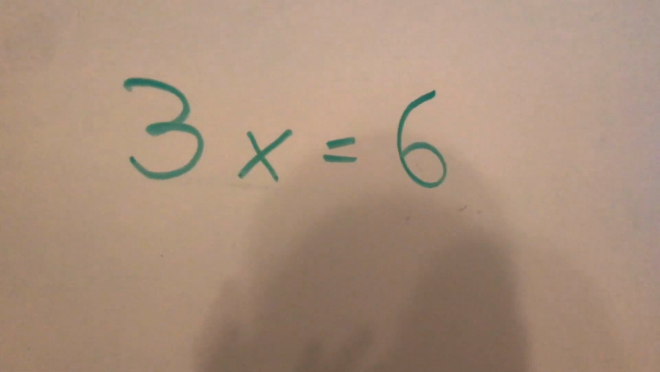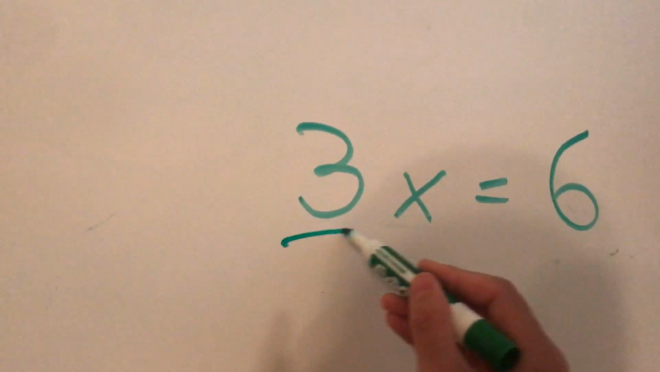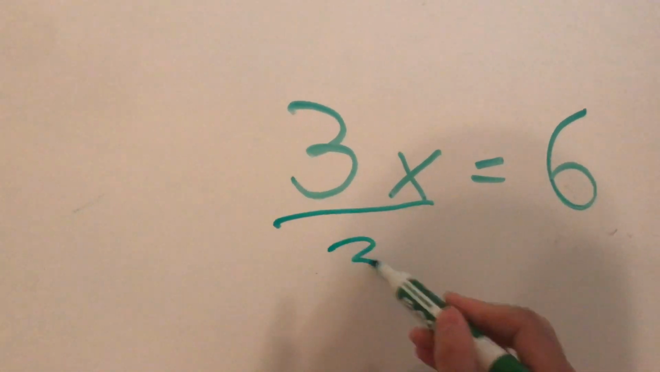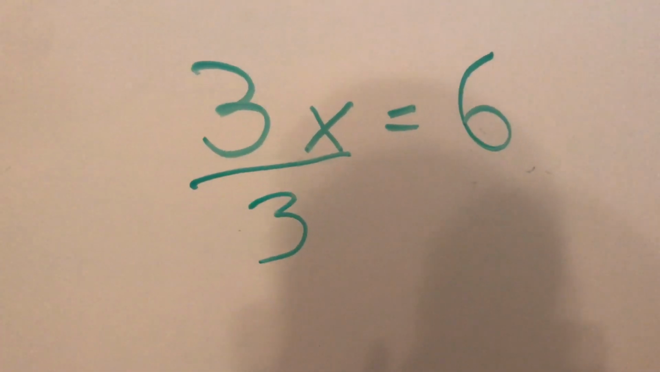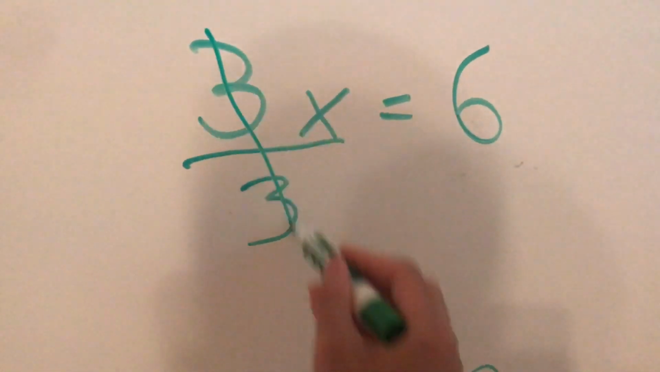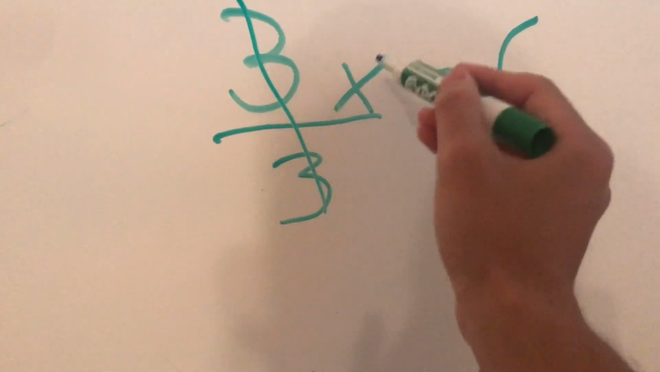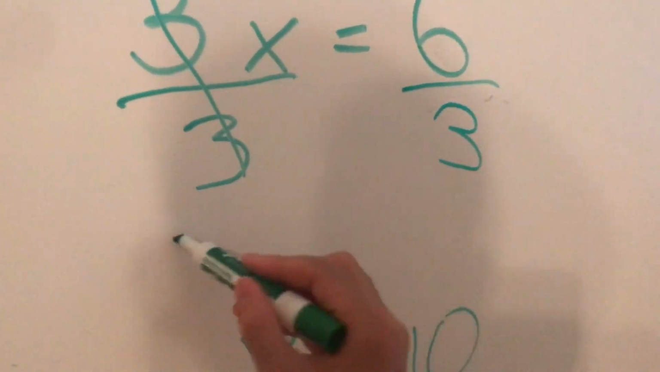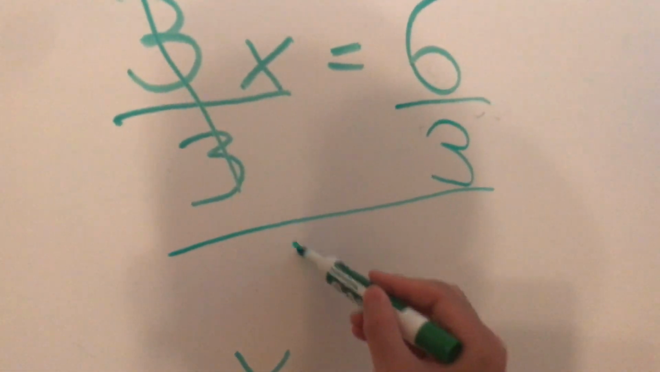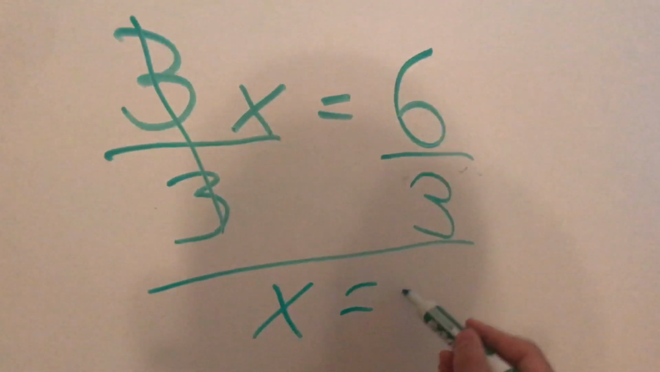So to divide 3 on this side, you draw a line and you write the 3. This fraction type thing that you see, that means division. These 3's cancel out, and you're left with the variable on this side. You got to do that to this side as well. So your answer that you get is x equals 2.